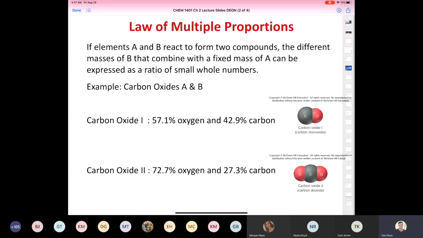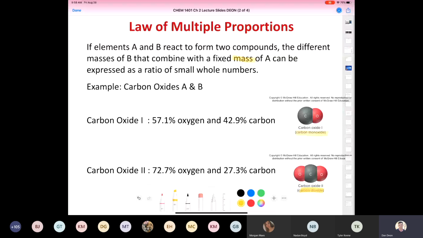Now, take a look at the example, which is carbon oxides A and B. So there's two kinds of carbon oxides. You've probably heard of both of them, right? I'm sure you've all heard of carbon dioxide, and carbon monoxide, sometimes called the silent killer. So these are the two oxides of carbon. And if we analyze them according to their mass, just like we just did, carbon oxide 1, as they're calling it here, is 57.1% oxygen, 42.9% carbon.